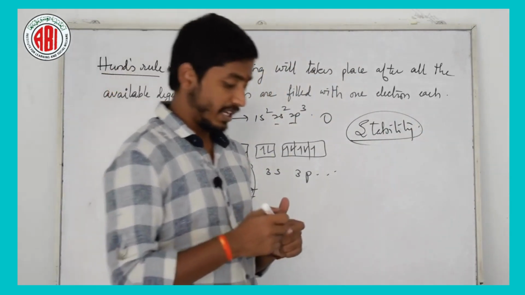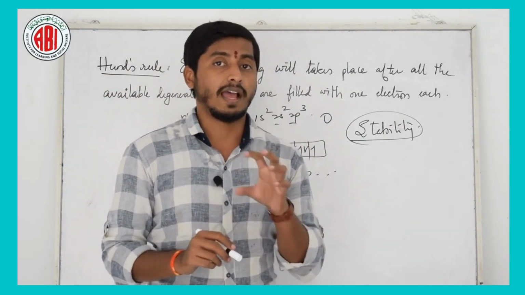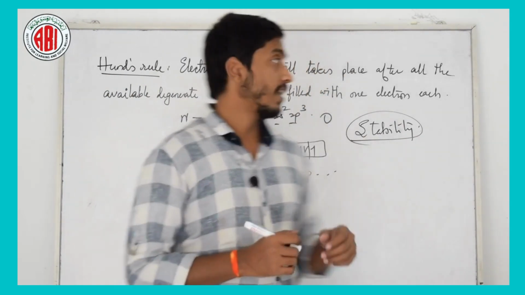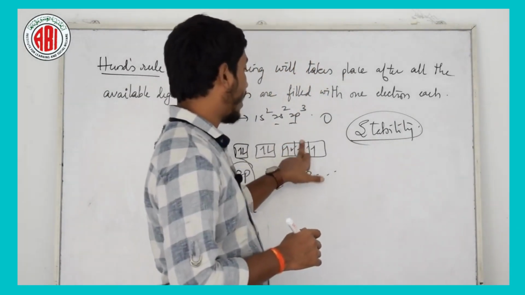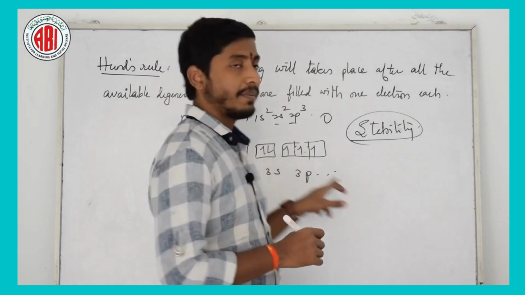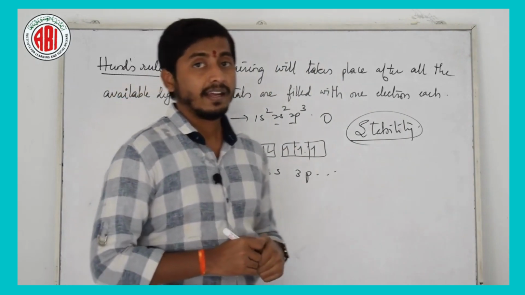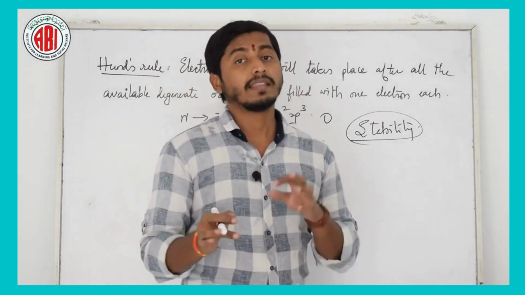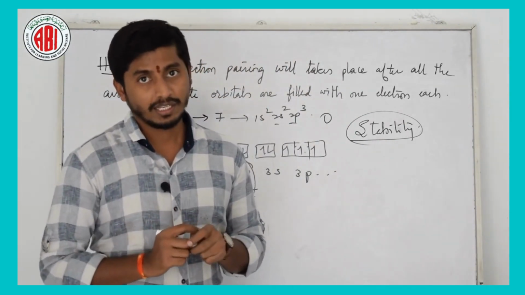An atom is said to be stable only when each and every degenerate orbital of an atom is either half filled or fully filled. See here, for example, if we consider nitrogen, initially it was half filled. Will it be stable? Yes, it is stable because it is half filled, right? Because the energy is being distributed equally. That is actually called symmetrical distribution.